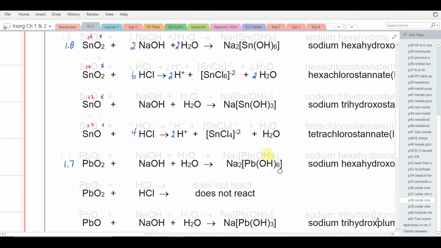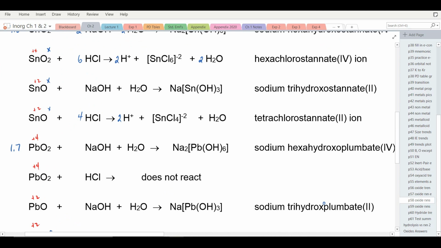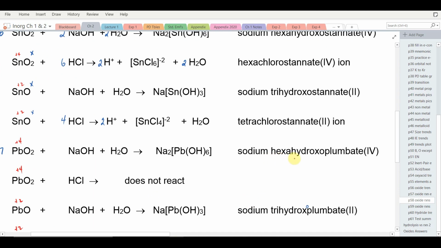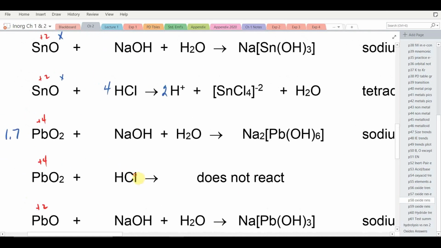Okay, finally in group 4A we have lead. And lead can be plus 4 or plus 2. The lead oxides are again amphoteric. They'll dissolve usually in base or in acid. So in a base, lead 4 oxide will dissolve to produce hexahydroxoplumbate 4. Again, we'll learn to name these later on, but we can balance this.